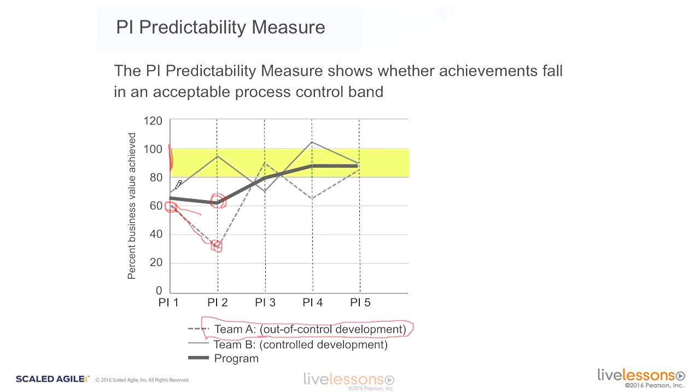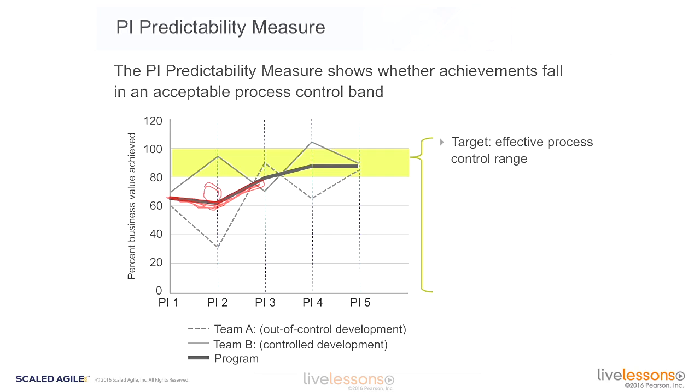Team B is doing a little better. Maybe it's a more stable environment. Maybe they've been together longer. Maybe they don't have quite the technical challenges that Team A has, but they operate in this band. And the net effect of that is that the program, at least at this period, was not comfortably meeting its commitments. Instead, it was operating below what we would think is this kind of acceptable range. So let's look at that range. So what is this range? This is the range that we want to operate within.